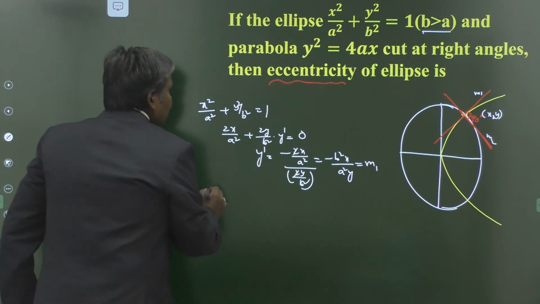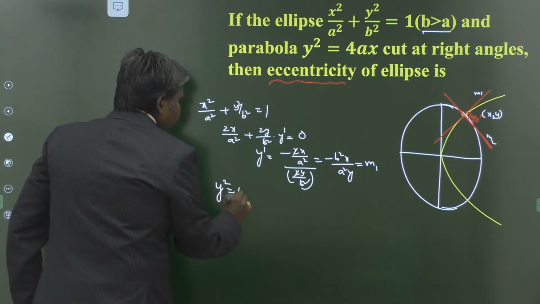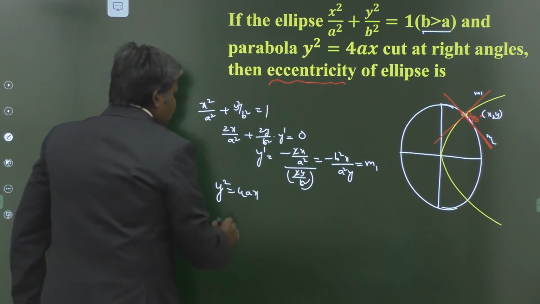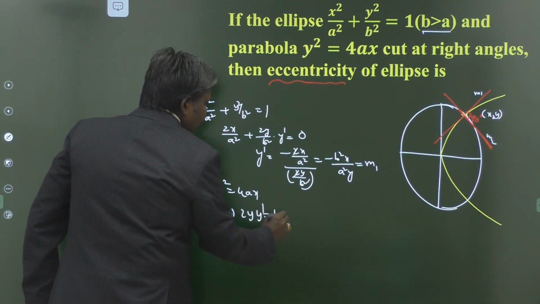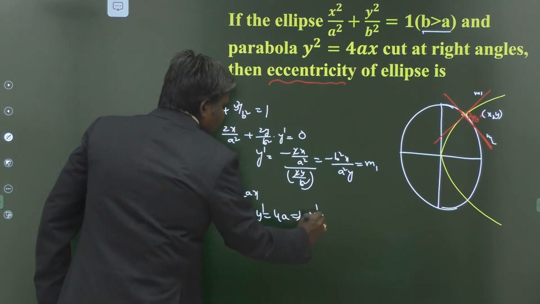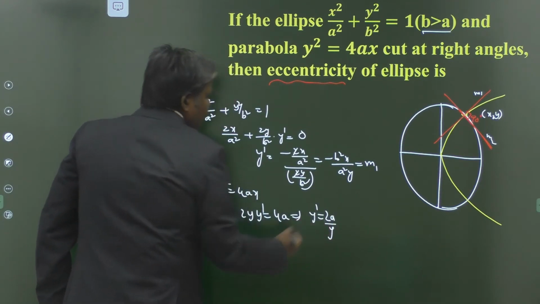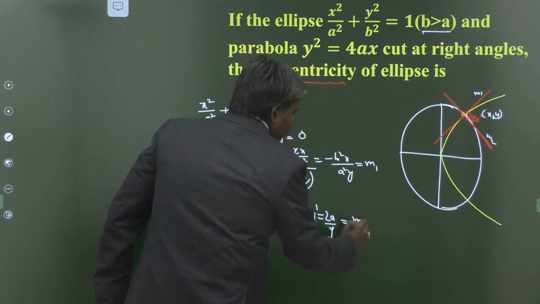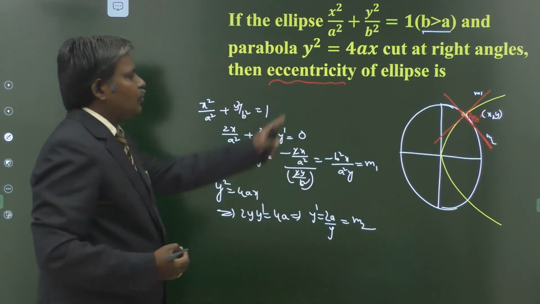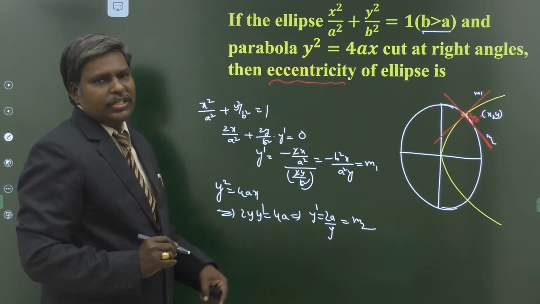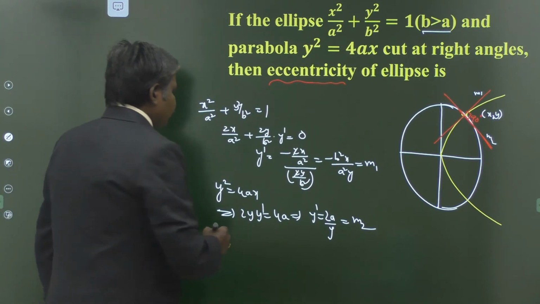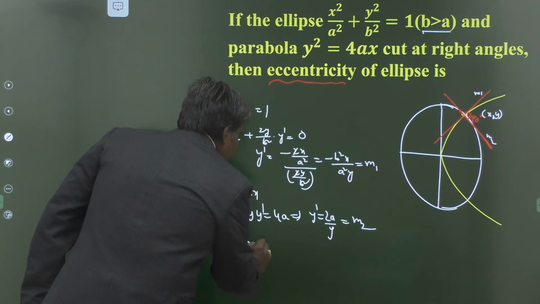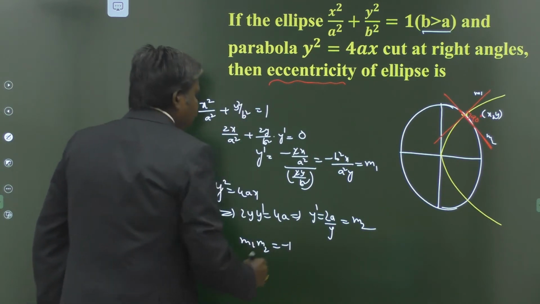Again, y square is equal to 4ax is there. Differentiate with respect to x, what we get? 2y y dash is equal to 4a. This implies y dash is 2a by y. This is m2. Now, the two tangents are perpendicular to each other, therefore the product of slopes is equal to what? Minus 1. m1 m2 is equal to minus 1 we have.